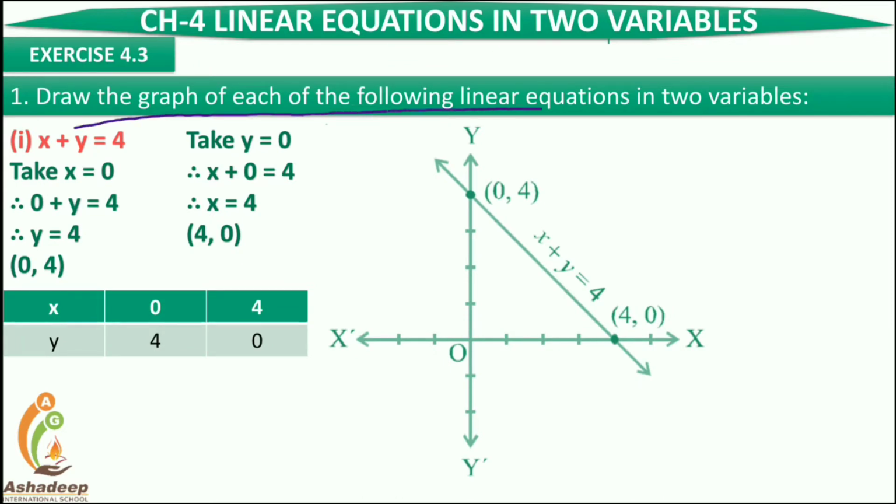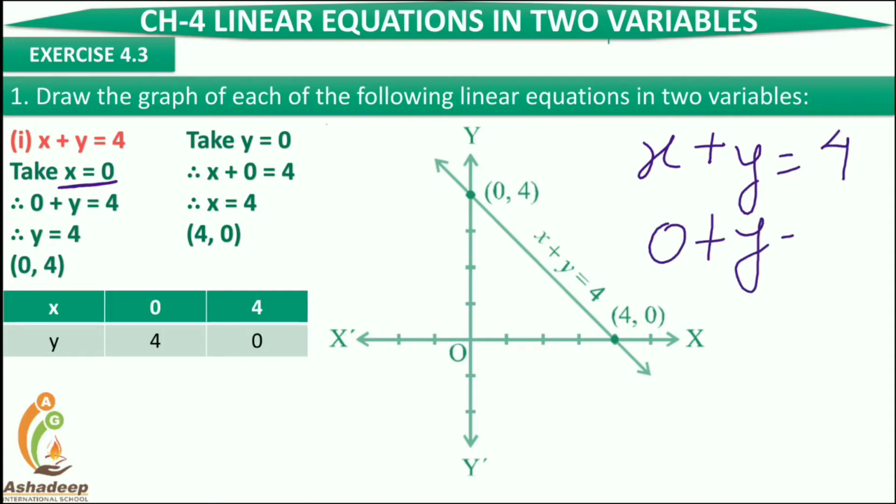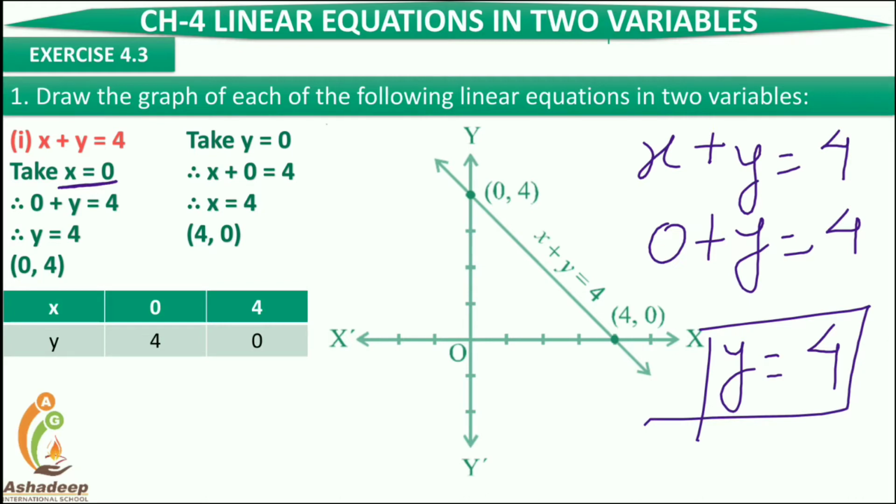Draw the graph of each of the following linear equations in two variables. So we know that for drawing any graph we require a minimum of 2 points. With the help of 2 points we can draw the graph. So let's take x is equal to 0. So in x plus y is equal to 4, we take x is equal to 0. So 0 plus y is equal to 4. So therefore y is equal to 4. Simple, right? So the point x we take as 0, and y we get as 4. So 0, 4 is our first point.